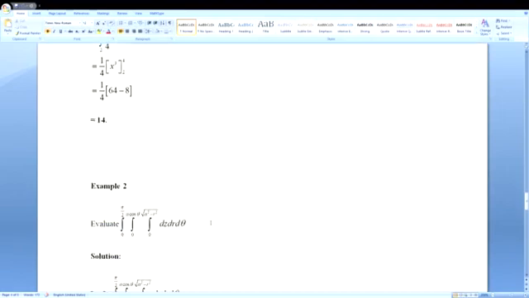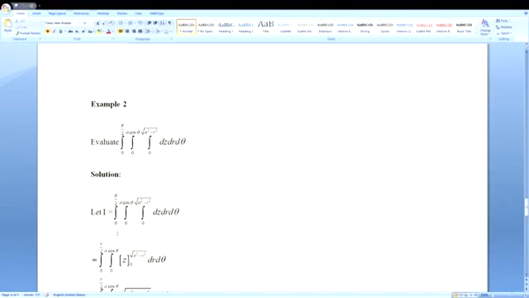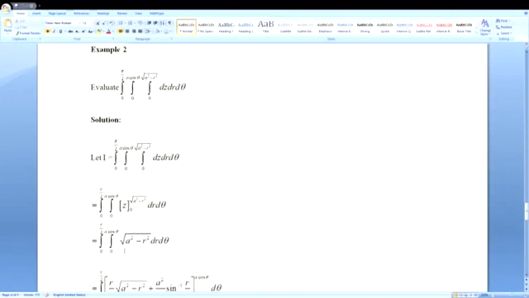Just see one more example. Here it is given in terms of r and theta. Integral 0 to pi by 2, integral 0 to a cos theta, integral 0 to root of a square minus r square, dz dr d theta. Let this be I. Now we have to integrate with respect to z first because it is given in terms of r. So integral dz is z, 0 to root of a square minus r square. When you apply it, we get root of a square minus r square dr d theta.